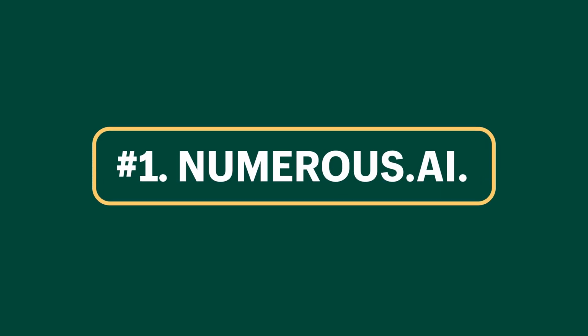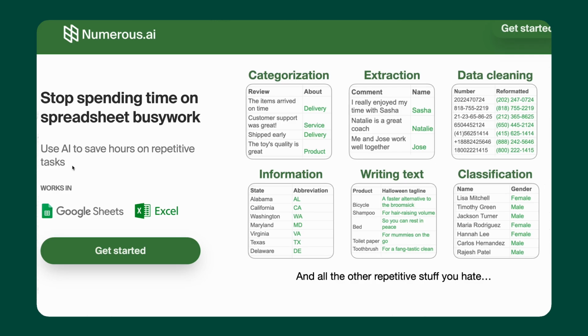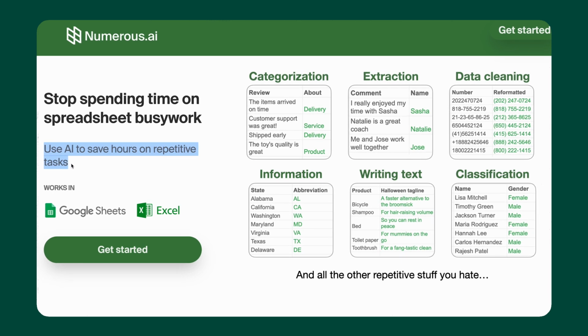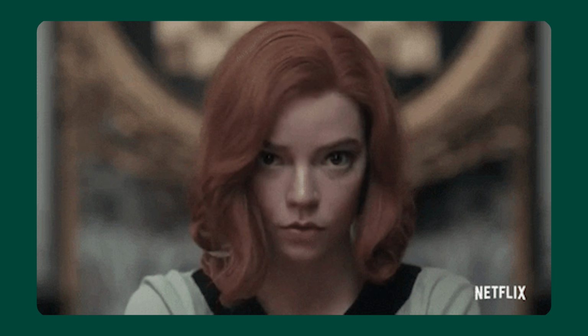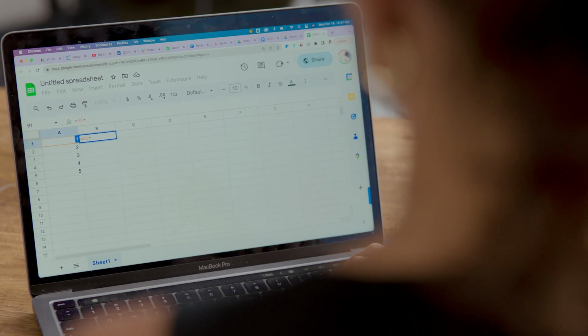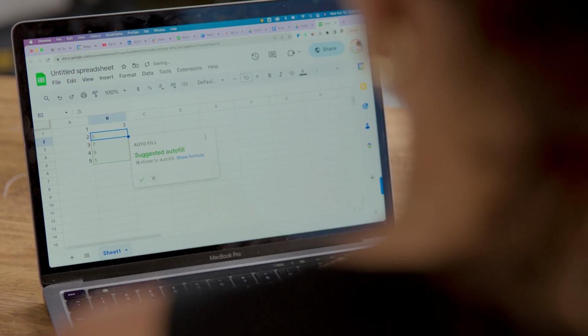First tool, it's called Numerous AI. It is a plugin that you can use for Google Sheets or Excel, whatever floats your boat. And guys, this thing is crazy because it's gonna save you a ton of time on spreadsheet busy work, and it's gonna make you the Beth Harmon of numbers. For example, it can make educated guesses to fill in your spreadsheets for you. Like, it will do your work for you.